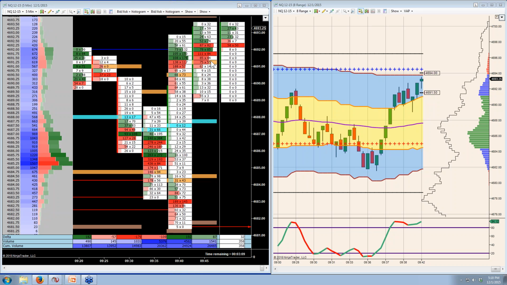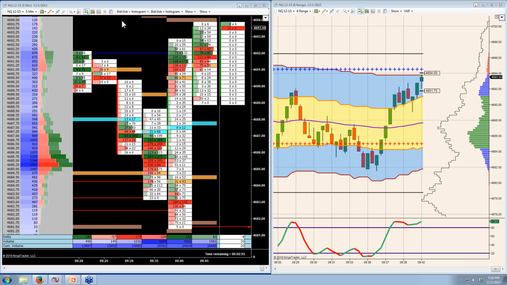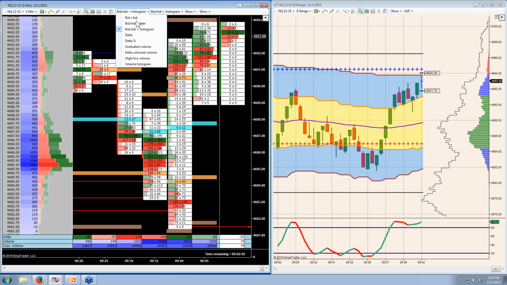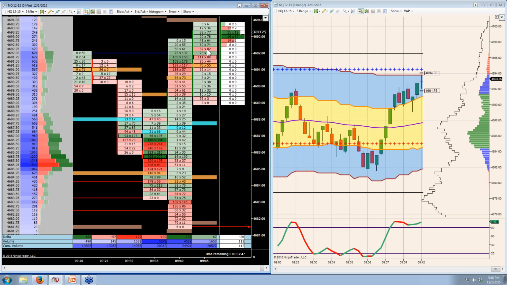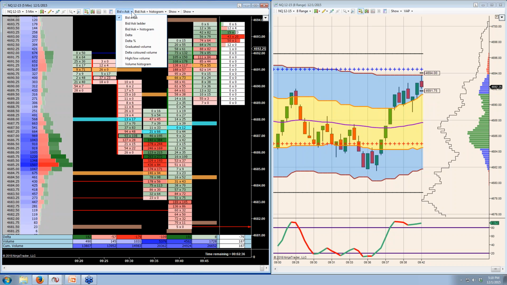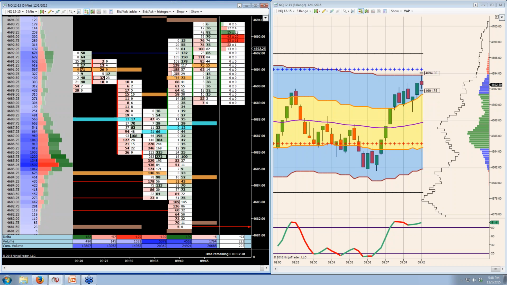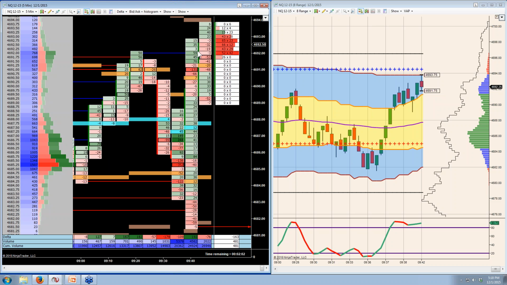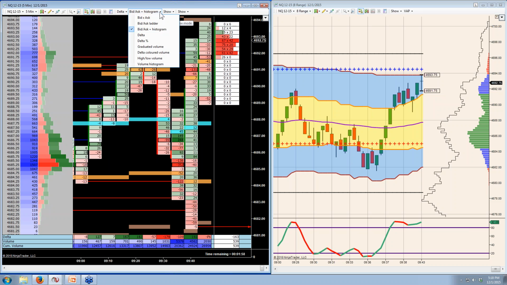on the bid-ask histogram, I find it really easy, but here's the other options. So I've got the bid-ask histogram. You can look at it as bid and ask, which still gives you some color concentration in the higher volume areas. You can look at it as a bid-ask ladder, and it will give you a square in the area of the price level that had the highest volume. And you can look at it as a delta, just giving you the delta. So lots of different options there.